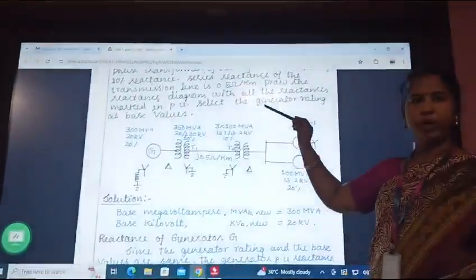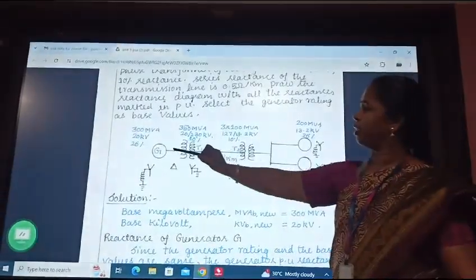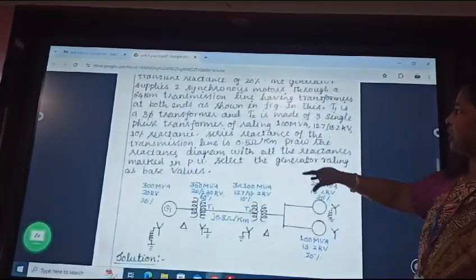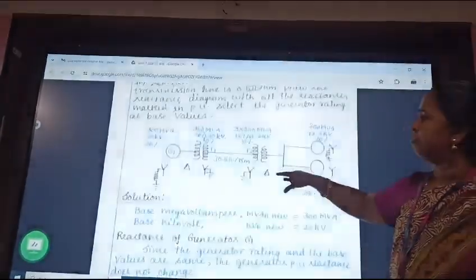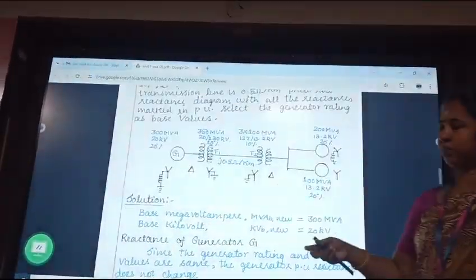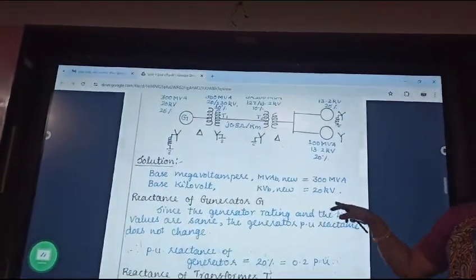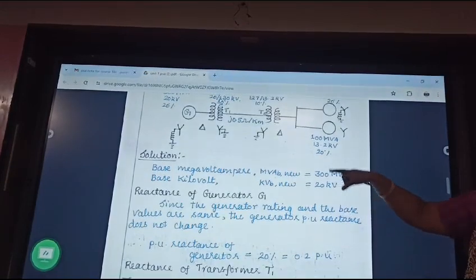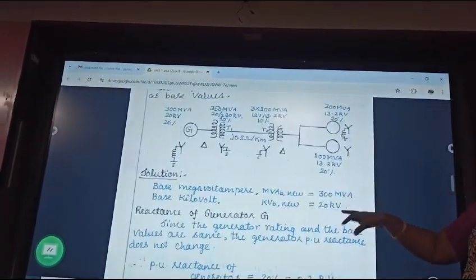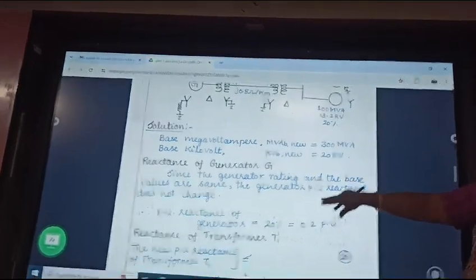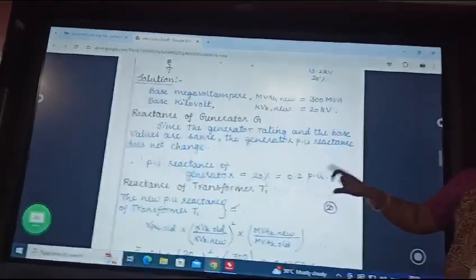First, the base values are given. The problem mentions that you should take the base values from the generator side. So the base MVA new is 300 MVA and the base kV new is 20 kV. Since the generator ratings and your base values are both the same, the reactance of the generator X_pu new will be the same as X_pu old, which is 0.2 per unit.